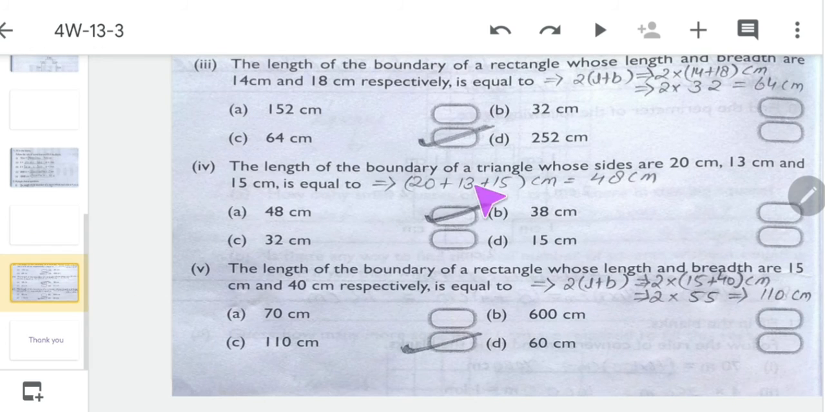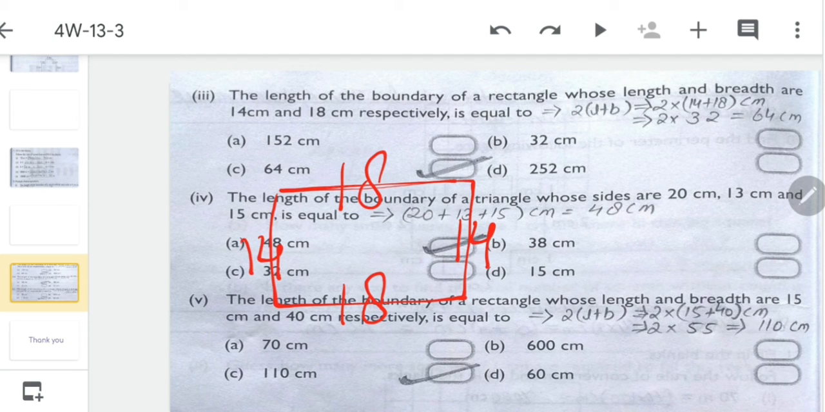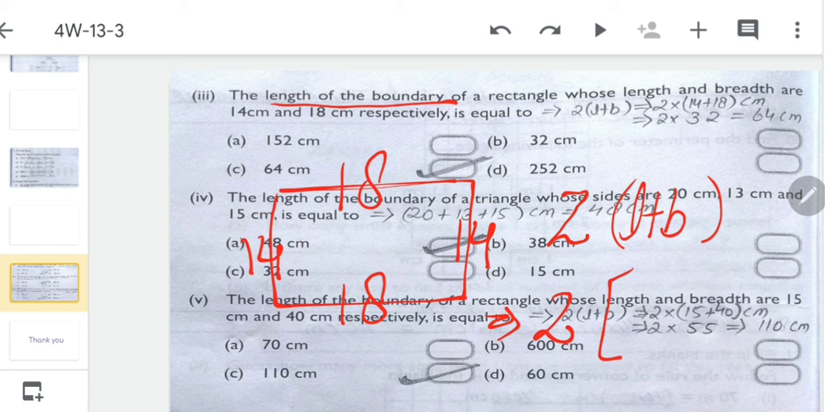Now the next part is the length of the boundary of a rectangle whose length and breadth are, suppose this is our rectangle and its length is 18 and breadth is 14. Or whatever, we can take 14 as length and 18 as breadth. So the length of its boundary will be, we all know that the formula is 2(l plus b), and this formula we learnt in our previous class. So we have to place the value of length in place of l and breadth in place of b.